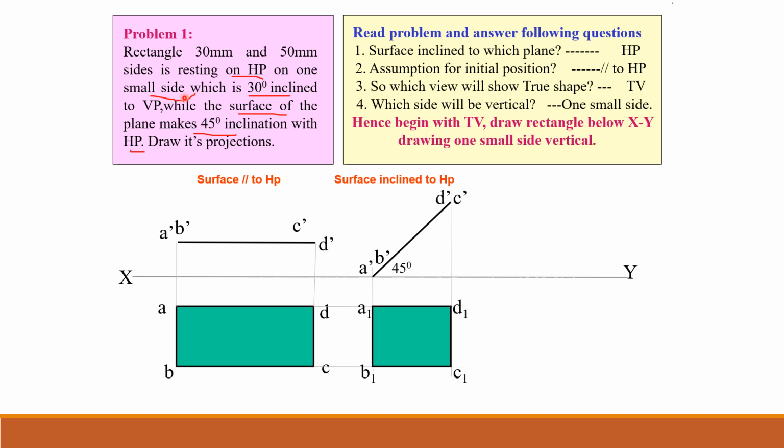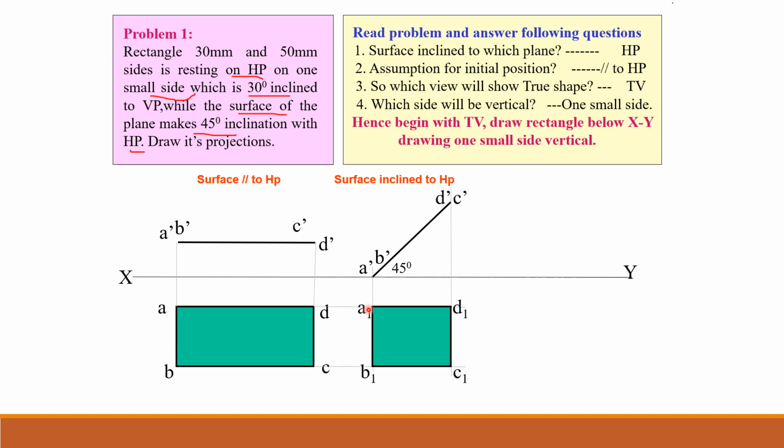For third step, side inclination, I have to do the side inclination. In the question, small side is inclined at 30 degrees to the vertical plane. So what I'm going to do is draw a line at 30 degrees to the xy below the xy. Inclinations to the horizontal plane are above the xy line, and inclinations to the vertical plane are below the xy line. You all know this already. I need not tell you why and how. So I'm going to draw a line here at 30 degrees angle to xy below the xy line.